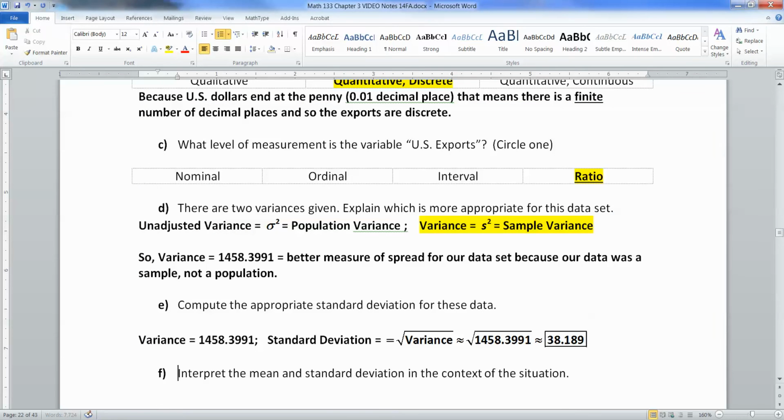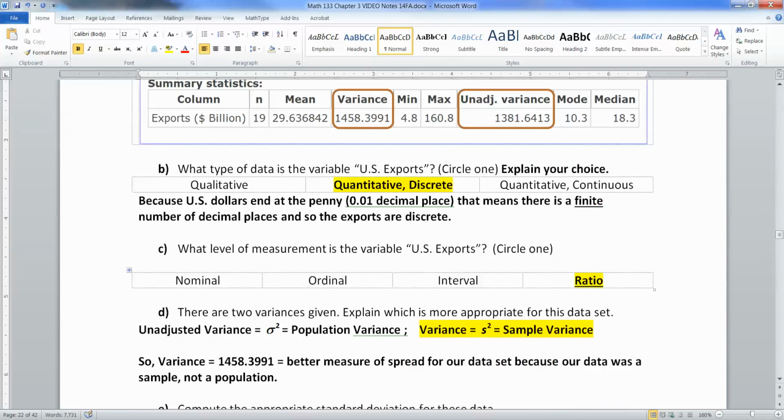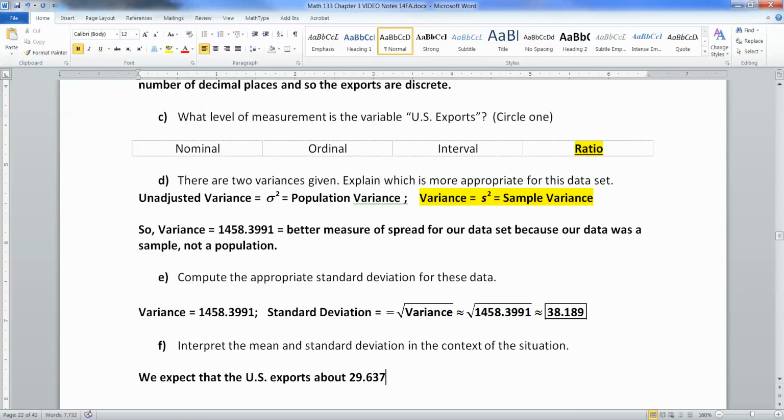Beautiful. All right, last but not least, let's interpret the mean and standard deviation in the context of the situation. So we expect that the U.S. exports about, what was the mean? $29.637 billion. Oops, better put a dollar sign in front of it. Billion worth of goods to a country, or any country, give or take $38.189 billion.